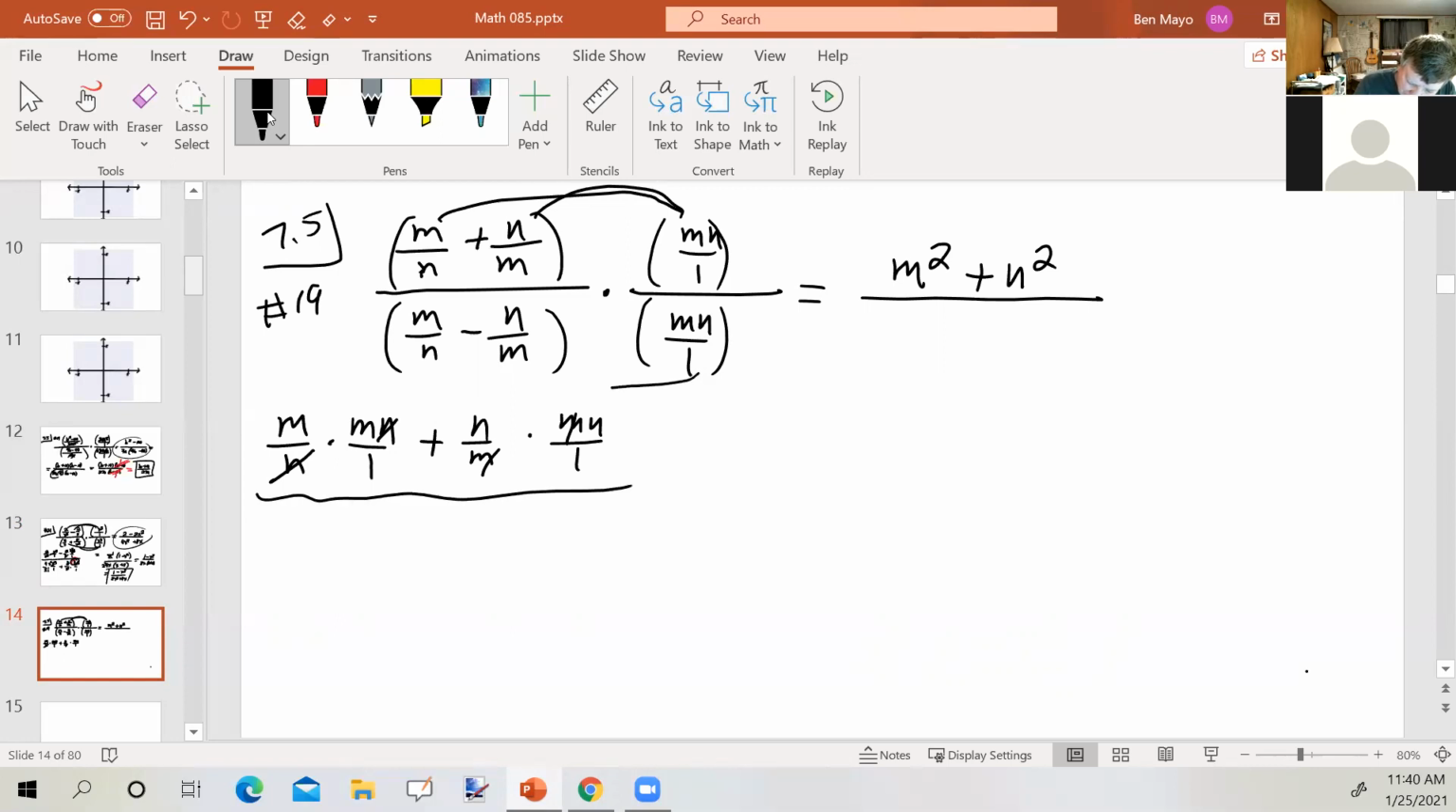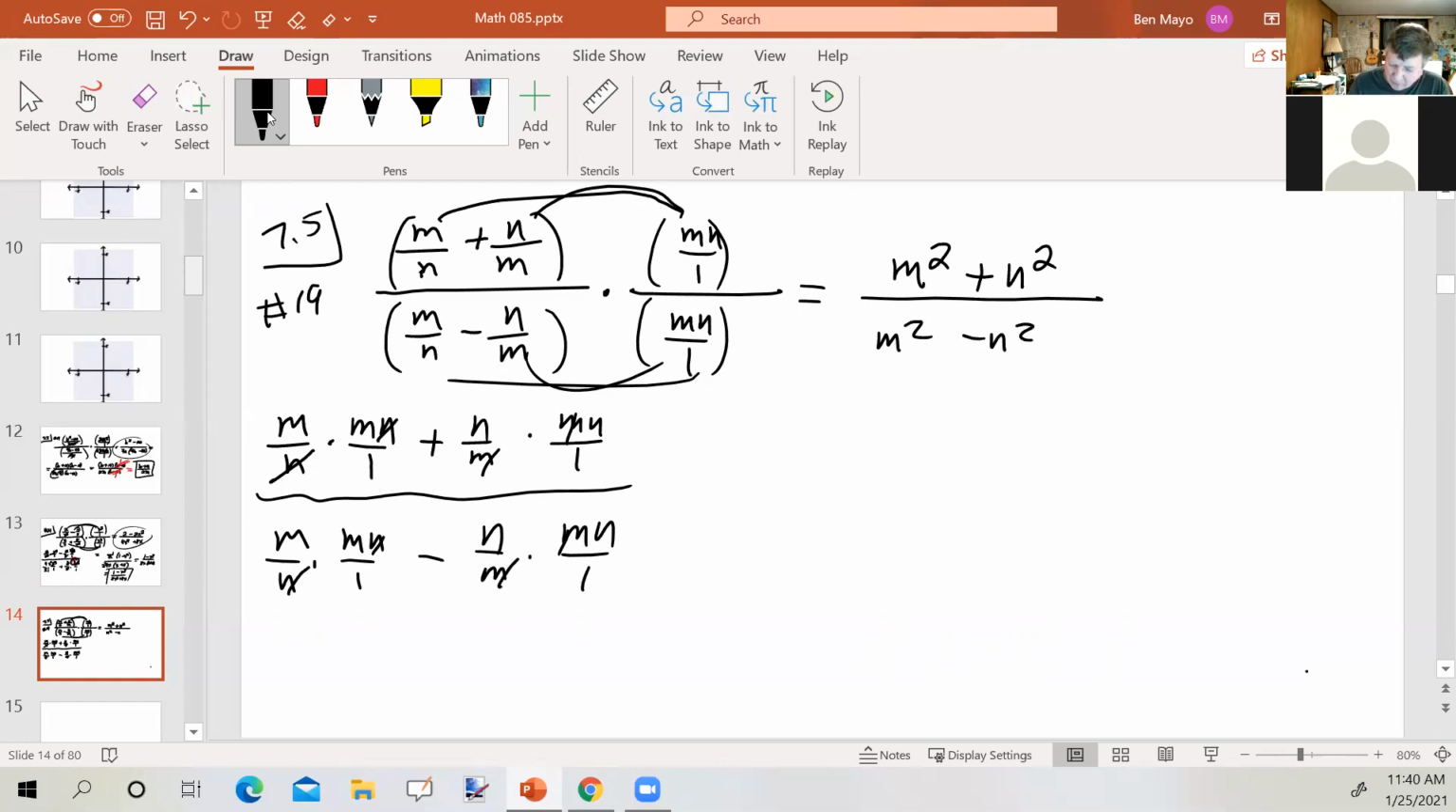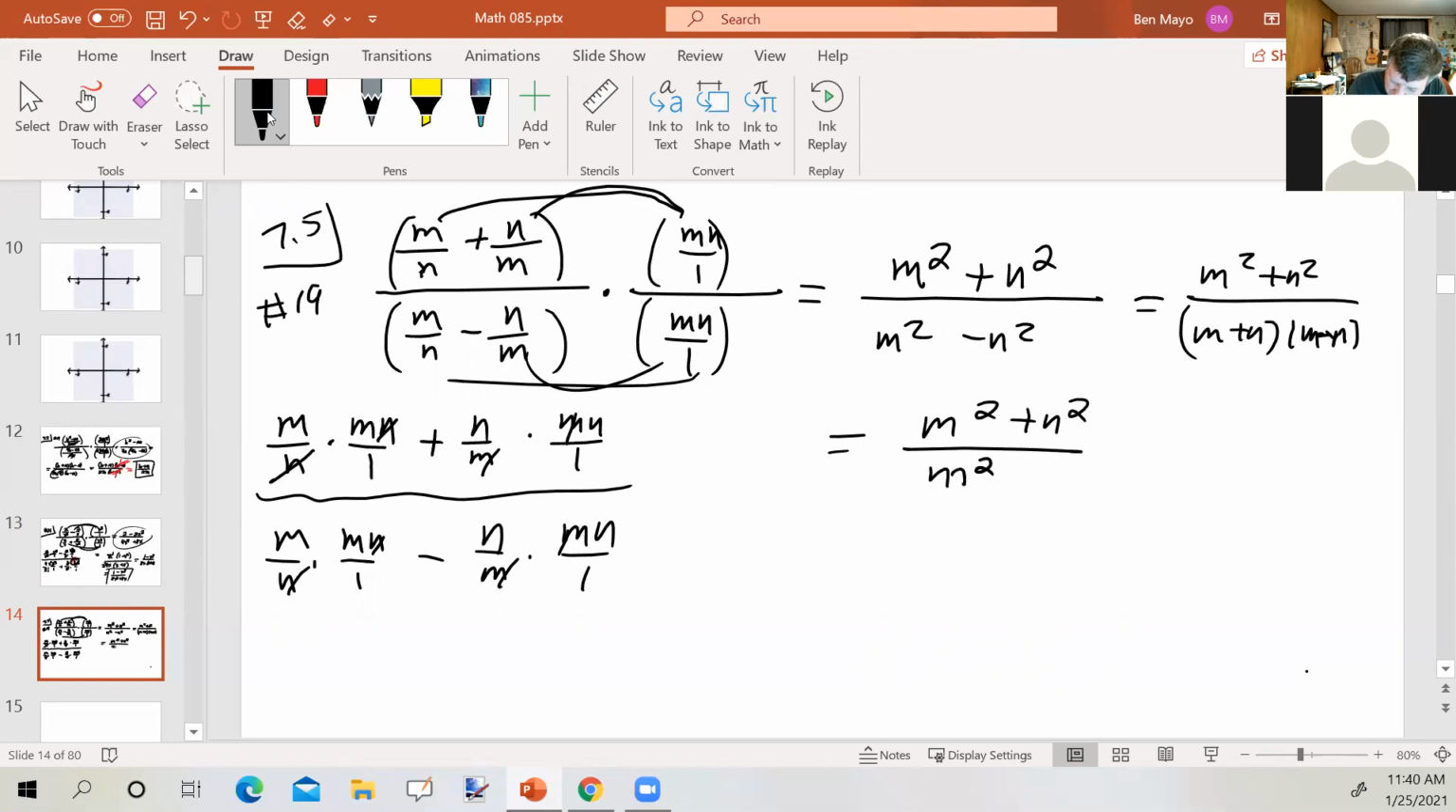In the denominator, we've got m over n times mn over 1. The n's go, and we've got m squared. And then minus n over m times mn over 1. So we get minus n squared. Well, the numerator doesn't factor. The denominator is the difference of two squares, but factoring that, we don't get any common factor in the top and the bottom, so I'm just going to go back and leave it as that: m squared plus n squared over m squared minus n squared. Any questions on that problem?